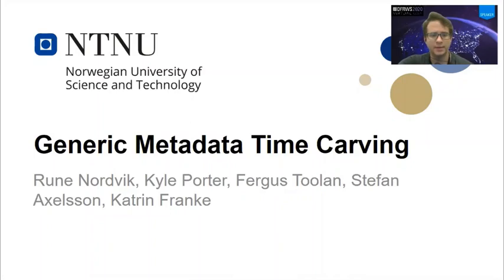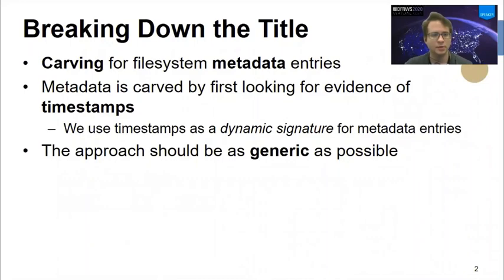So the title is maybe a bit confusing, so let's break it down a bit. We are not doing traditional file carving. We are carving for file system metadata entries. And the method that we are approaching this in is that the metadata is first carved by looking for evidence of timestamps. So essentially, we are trying to use timestamps as a dynamic signature for finding metadata entries. And the idea is that this approach should be as generic as possible, so we want to be able to apply it to any file system that we come across.